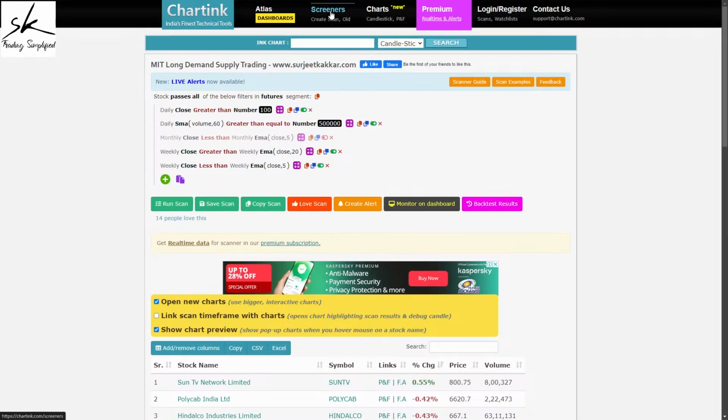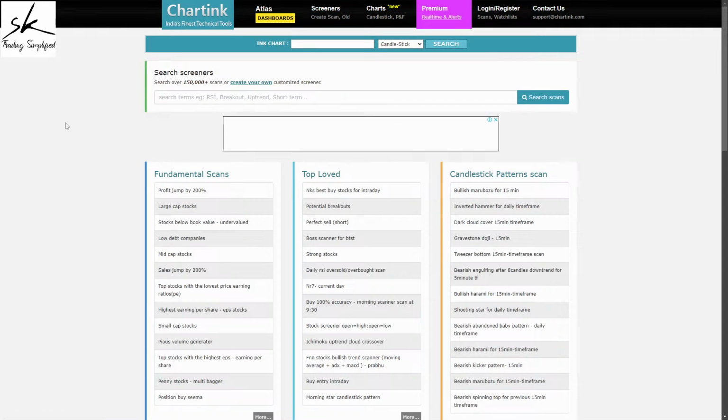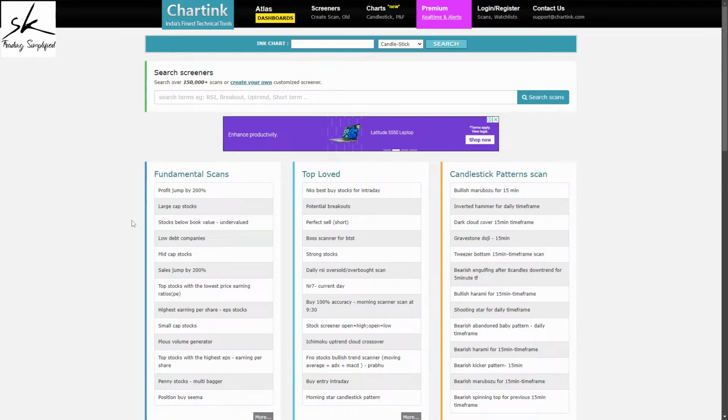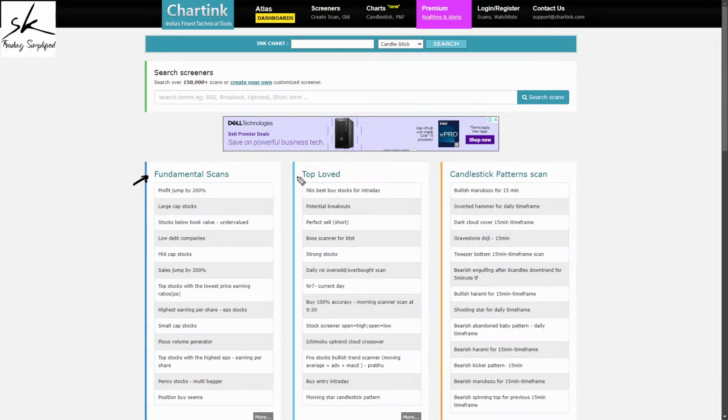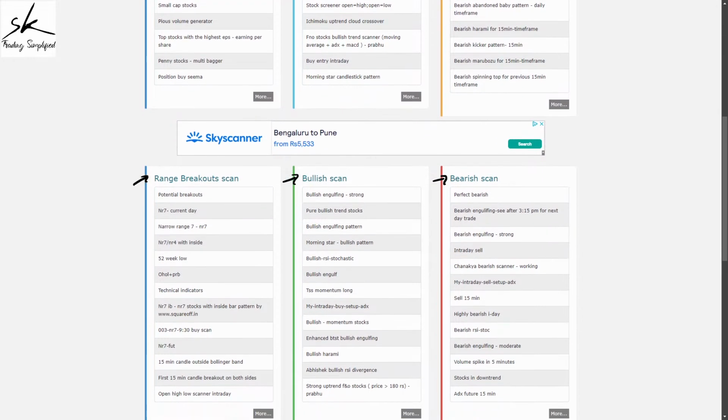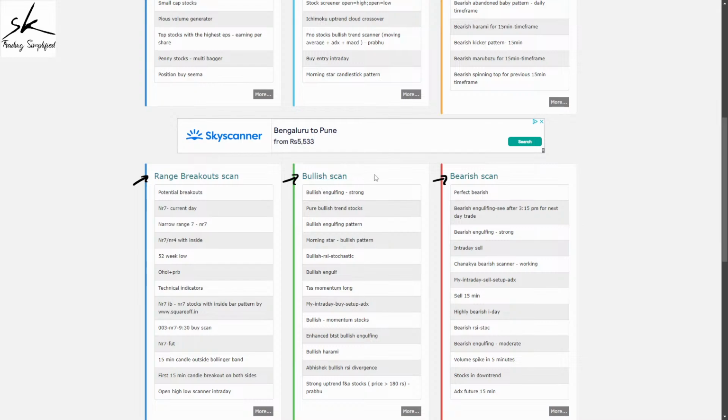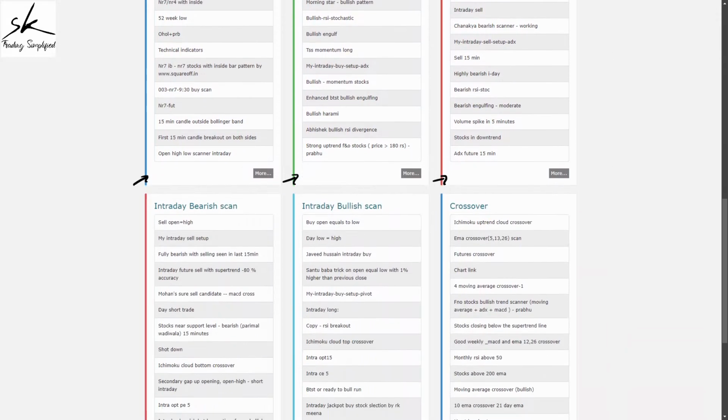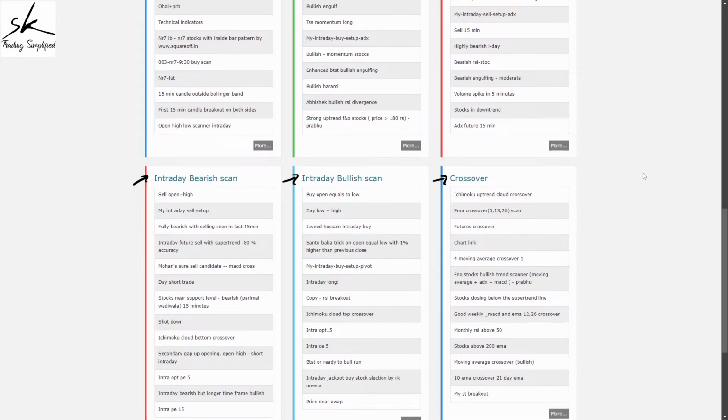Plus, if you go to the screener section on this website, you can see you have over 150,000 scanners available. So the 3-4 examples I showed you are not the only scanners. Some are based on fundamental analysis. Then you have your top loved. Then you have your scanners based on candlestick patterns. Then you have your range breakouts. You have your bullish scan. You have your bearish scan. Then you have your intraday bearish, intraday bullish, and crossovers.